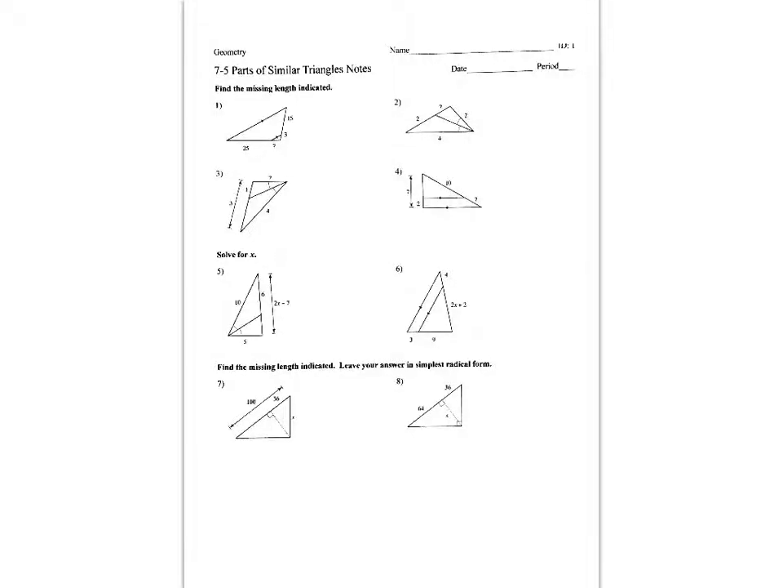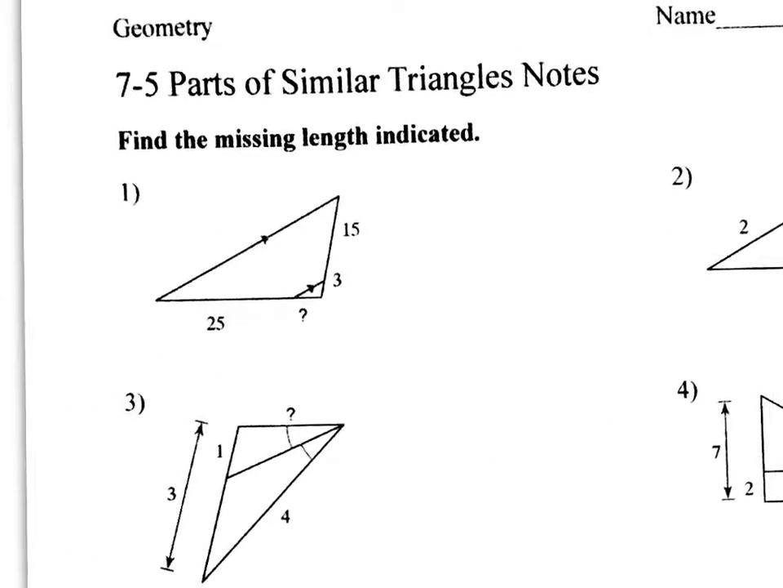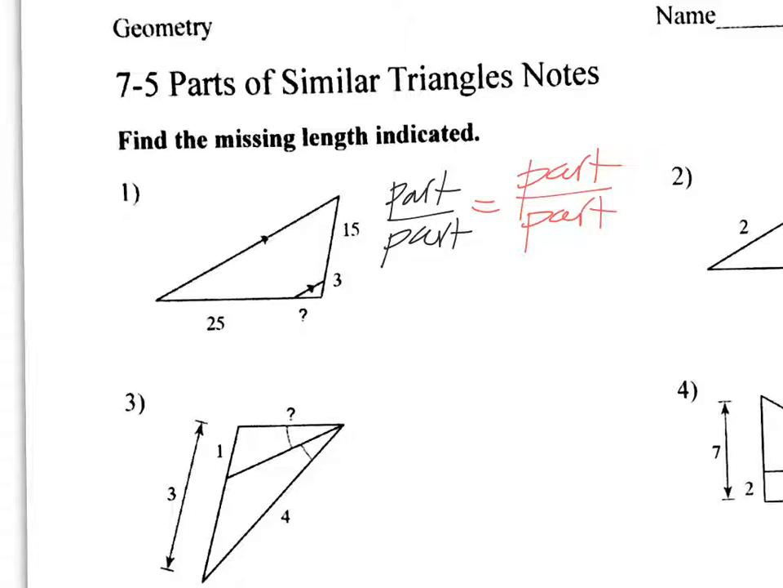All right, 7.5, parts of similar triangle notes. Okay, so what we have here is a triangle that has parallel lines in it. Well, one of the ways to do this, or that I teach it, is part to part has to equal part to part. Okay, what does that mean?